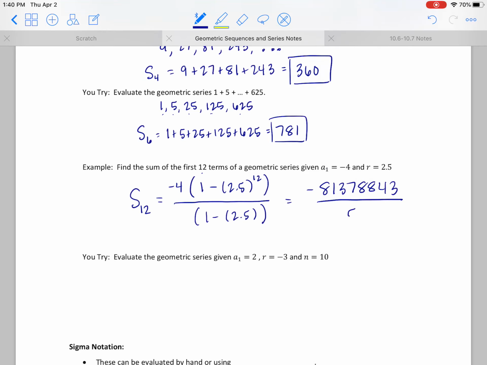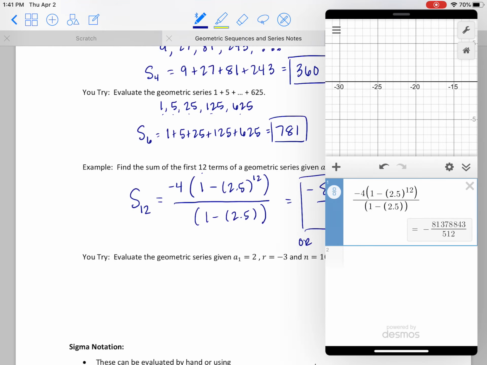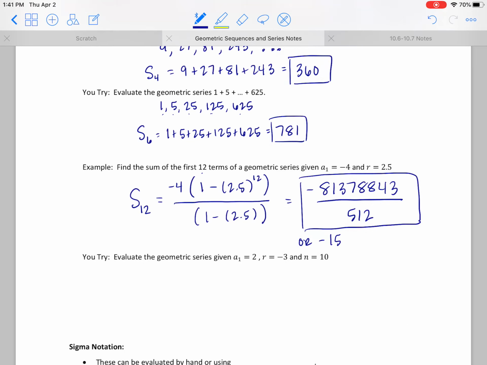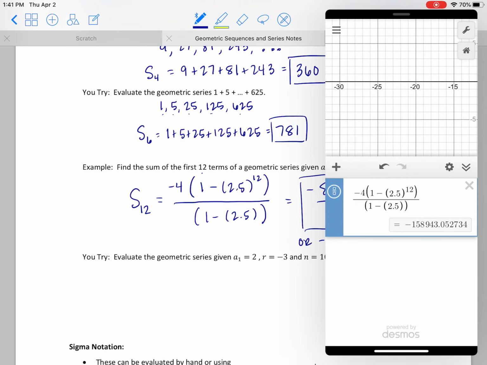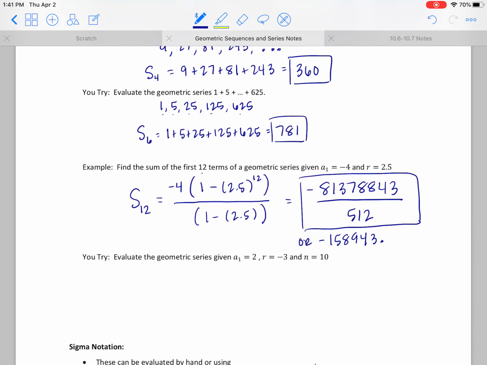-813,788,043 over 512. Okay, either that or the decimal will be perfectly fine. I just chose the fraction, but if you want the decimal, -158,943.052734.